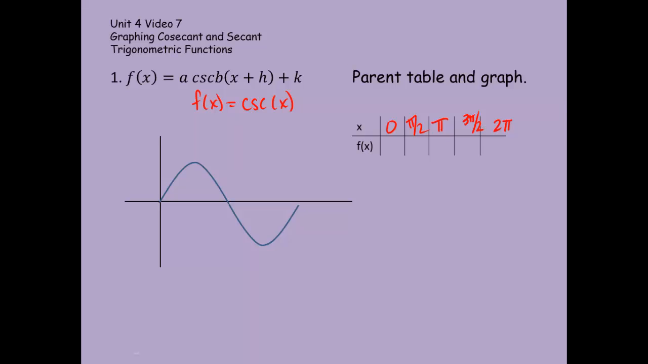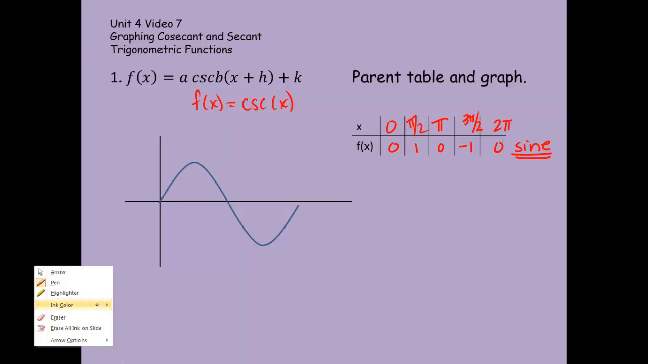Next, I'm going to go ahead and write down the values for sine. I'm doing this for a reason. Very important that you understand. The values I'm writing right now are the sine values. I'm going to use them to create the table for cosecant. 0, 1, 0, negative 1, 0. The same as we had for sine.